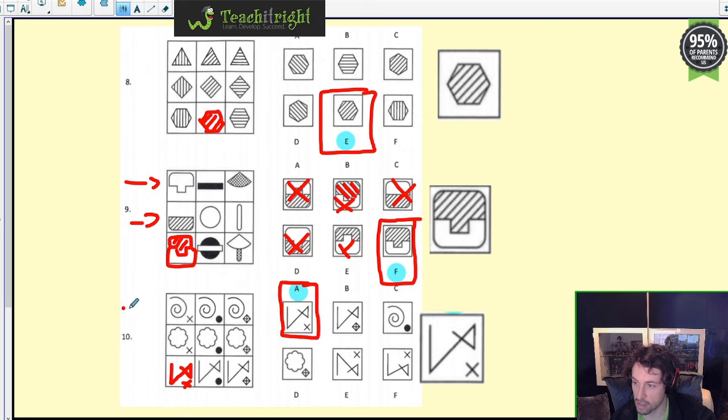So number 10, just notice that it's primarily the same shape across every row, and across every column the bottom right needed to have the same shape, which in this case was just a simple X. So I thought number 10 was quite a lovely question, actually, a nice one to finish on.